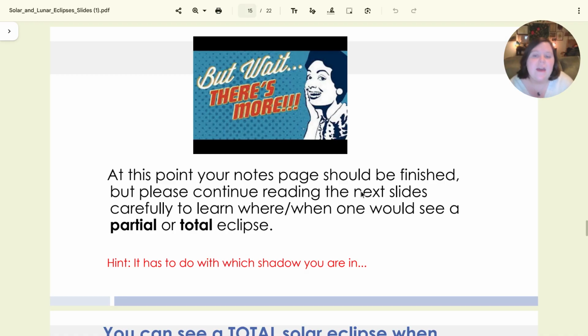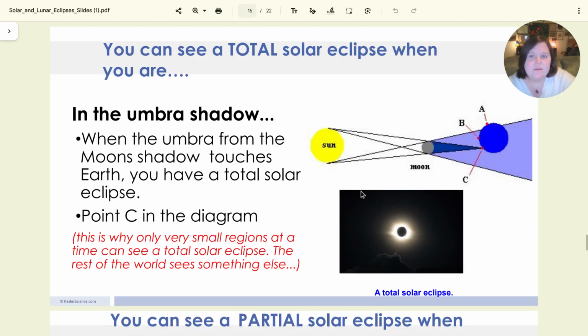Okay. At this point, your notes should be filled out. So let's look at some examples though. You can see a total solar eclipse when you're under the umbra.